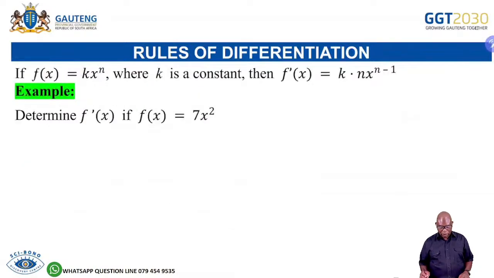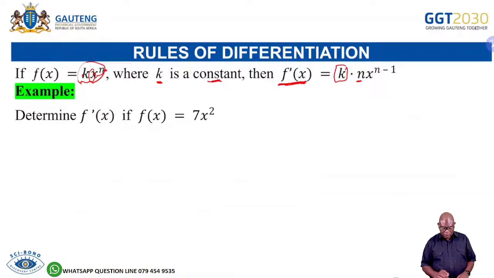Now let's look at the quick example here on the rules. I'm going to start with this rule before I come to the one with a constant. If f of x, you are given something like this. It's a number multiplied by the x with an n as an exponent. K is the constant, that's the number that I'm talking about. Then for the differentiation of f of x, what do we do? We take that number here, we put it there. Then the n that was there, we multiply it by that k.